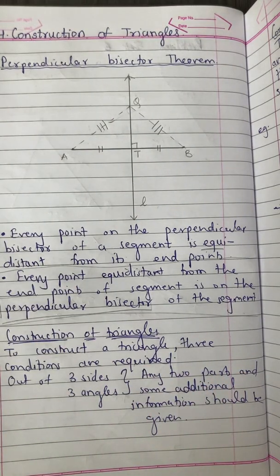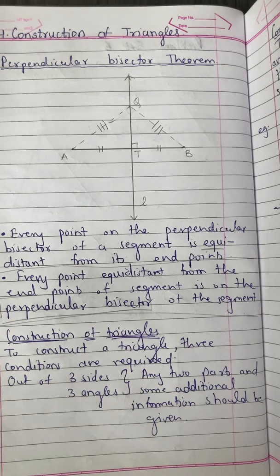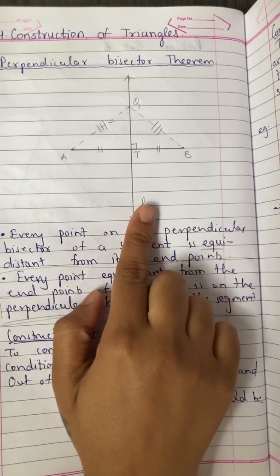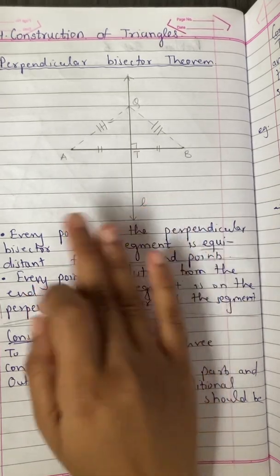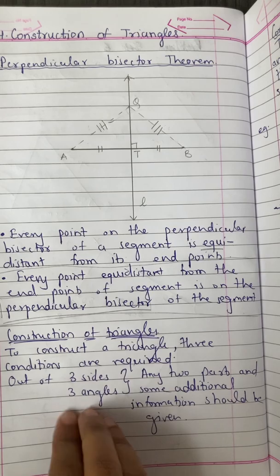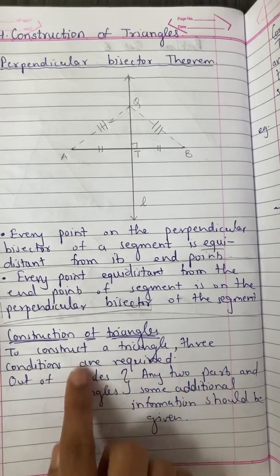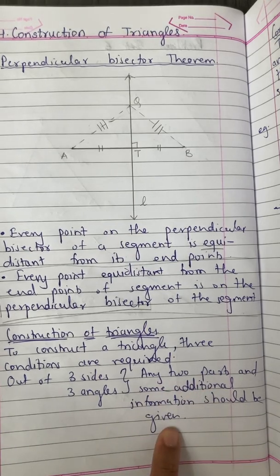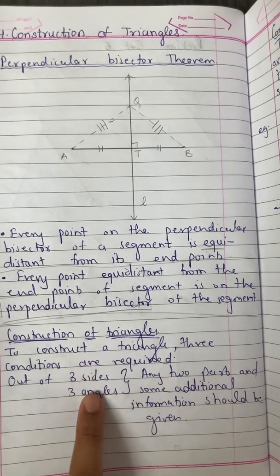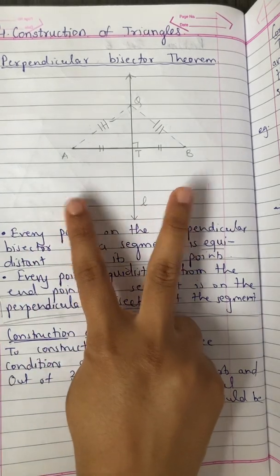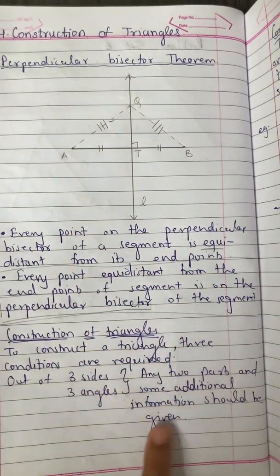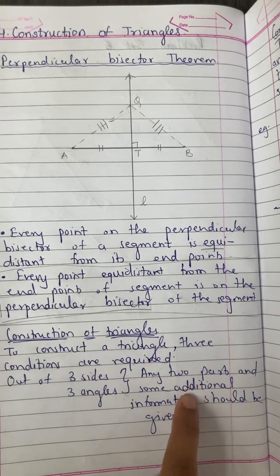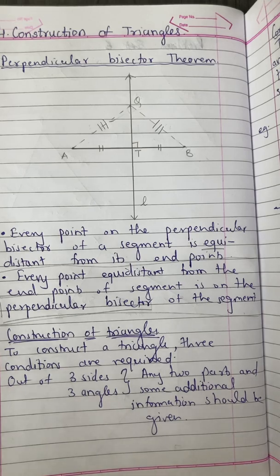Like I said, when you previously studied construction of triangle, any 3 parameters were important. So 3 sides, or 2 sides and 1 angle, or 2 angles and 1 side. But here, to construct a triangle, out of 3 sides and 3 angles, any 2 parts and some additional information should be given. That means any 2 parameters will be given, only 2 sides will be given, and along with that some additional information. By considering that additional information, we are going to draw a triangle.